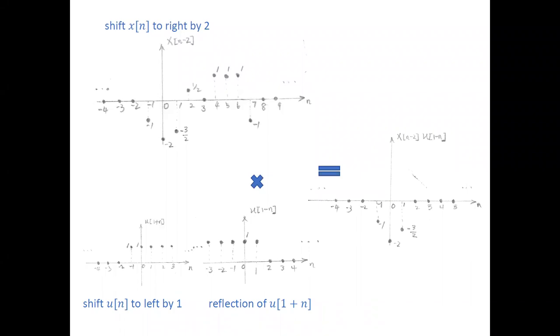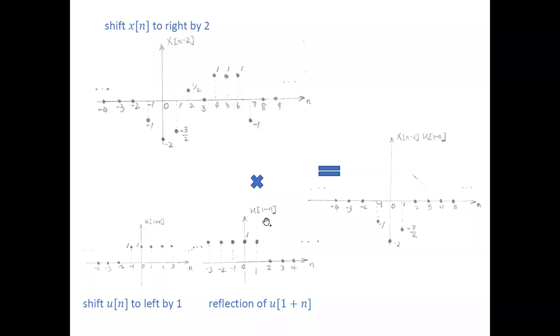Well, the last one we have is x[n-2] times u[1-n]. So what is u[1-n]? Here we need a two-step transformation. The first step is to shift u[n] to the left by 1 unit. So u[n] is the unit step that jumps at 0. Then shifted to the left, it jumps at n equals minus 1. Now from u[1+n], we get u[1-n].